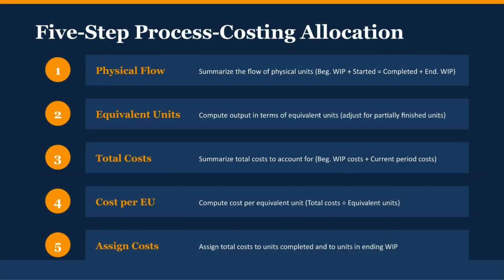Allocating costs in process costing follows 5 clear steps. First, summarize the physical flow: beginning work in process plus units started equals units completed plus ending WIP. Next, compute equivalent units to adjust for partial completion. Third, total all costs, both beginning inventory and current period. Fourth, divide total costs by equivalent units to find cost per EU. Finally, assign those costs to completed units and to ending WIP, completing the cycle.